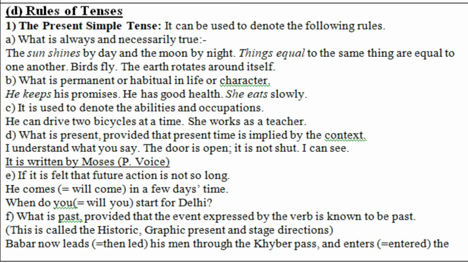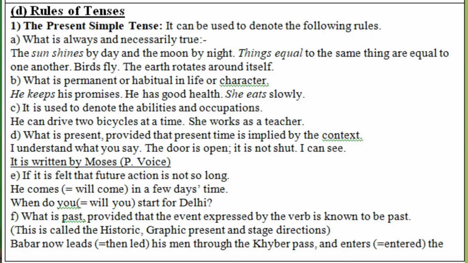Such kind of things. Okay, rule number 5 or G, whatever it may be. If it is felt that future action is not so long, if you feel that future action is taking place very soon, you can say present, such kind of sentences should be used in present simple tense. Example, he comes in a few days time.